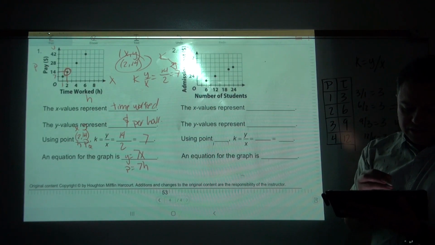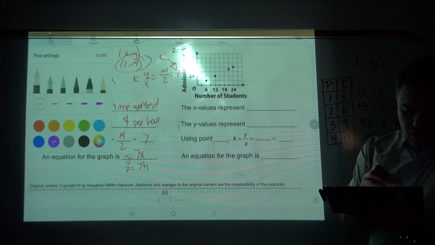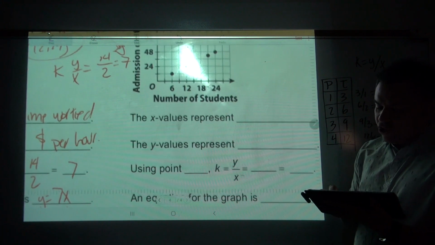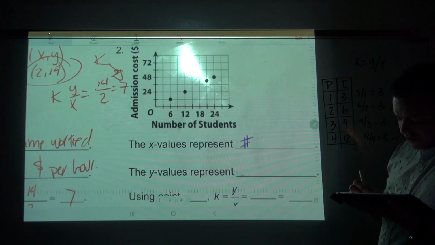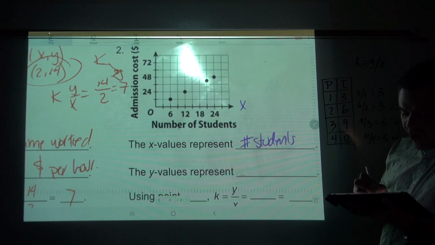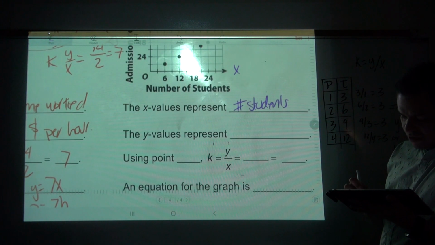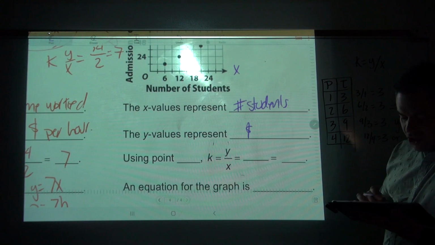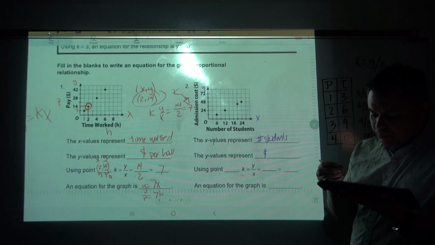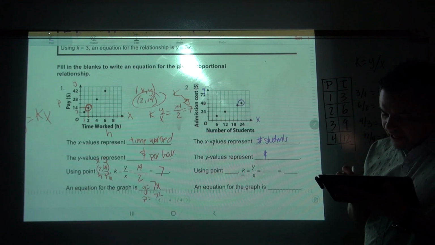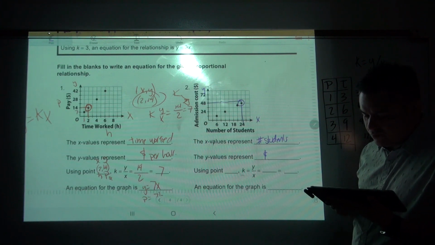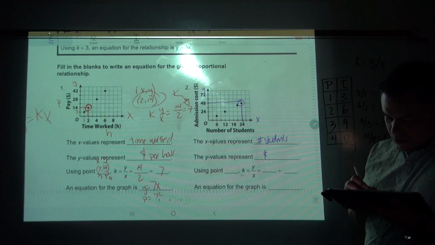So we're looking at this graph. What does the X value represent? Number of students. And the Y value represents? Admission cost. So using a point, and we're gonna select one point. Let's do this one right here. If we connect it, what do we get? 24 comma 48.